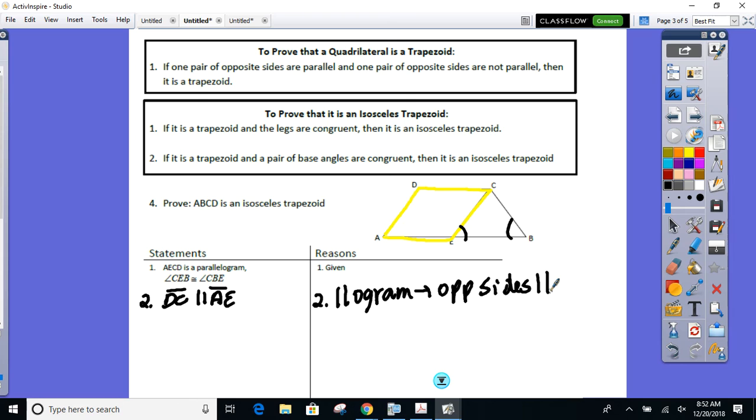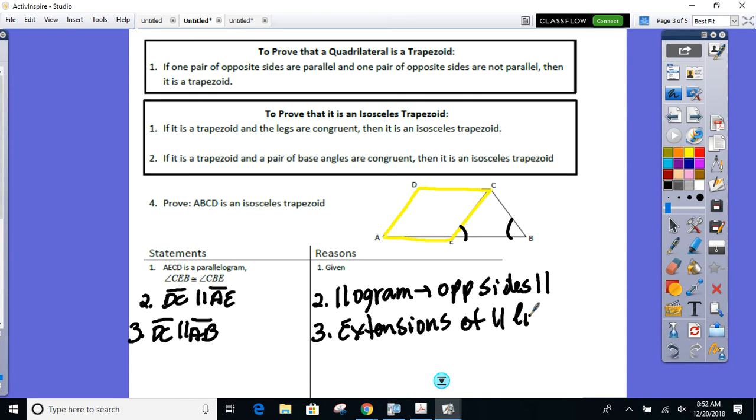How can we use that to get the trapezoid sides parallel now? Take AE and extend it out to B. Yep. So now we can say DC is parallel to AB. Extensions of parallel lines are parallel. Don't try to get ahead of me, I didn't mention that part yet.